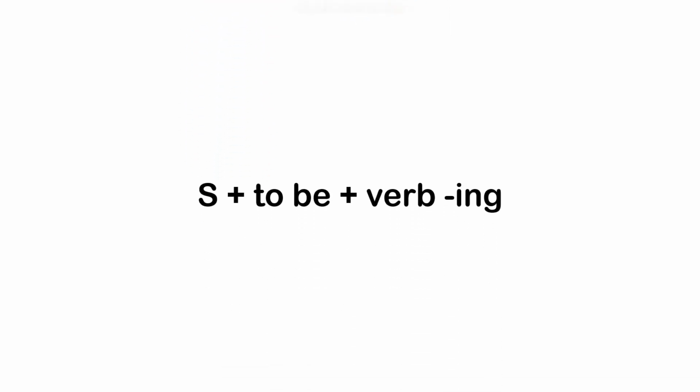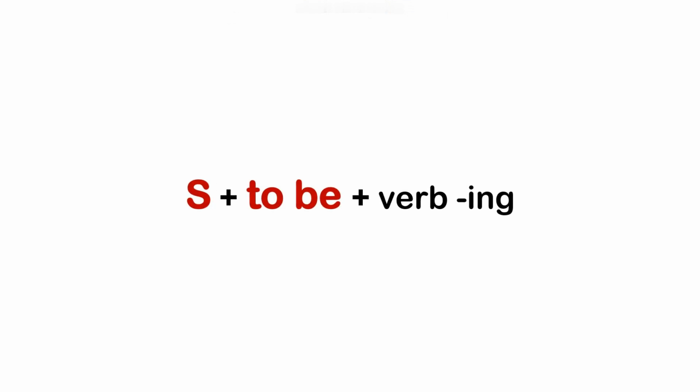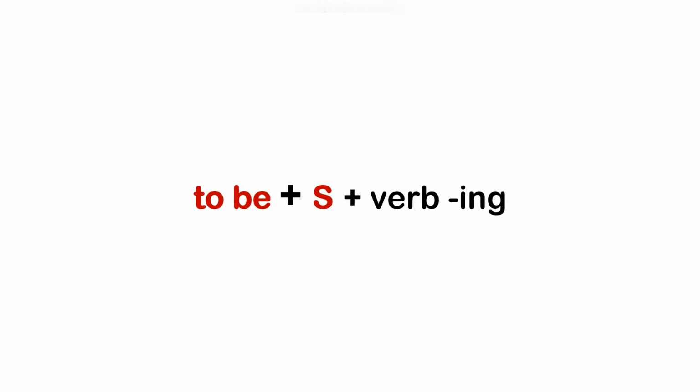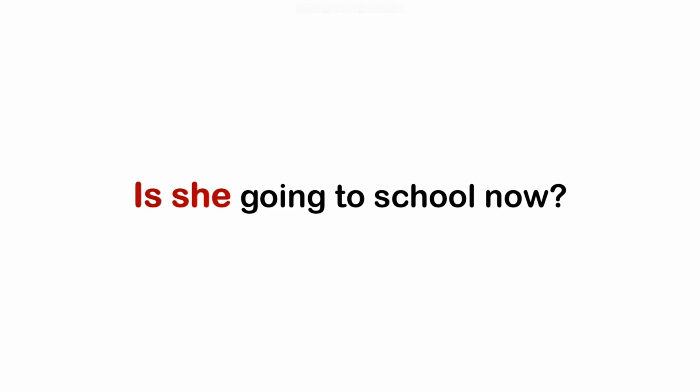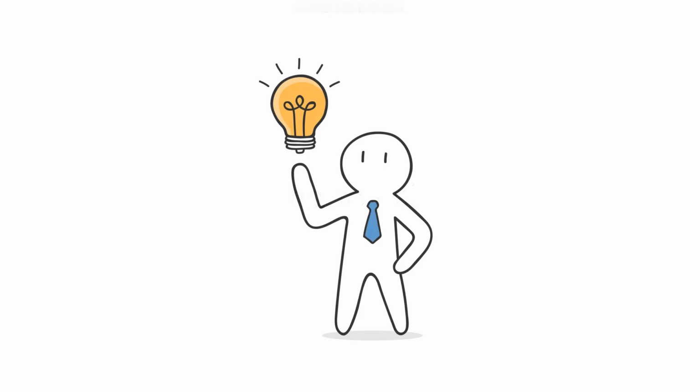To form questions in the present continuous tense, we have to change the order of the words. We change the subject with the auxiliary be. See this example. Is she going to school now? I hope that you find that very easy, because that is everything you need to know about how we form the present continuous tense. Let's continue with the situations when we actually use present continuous.